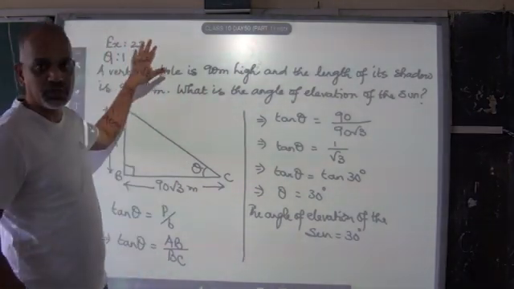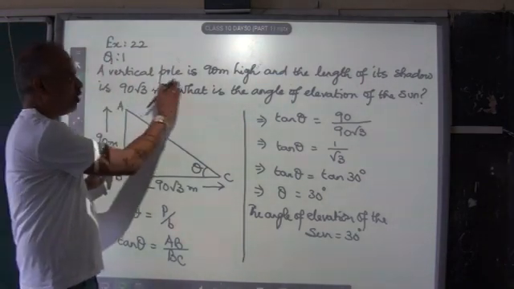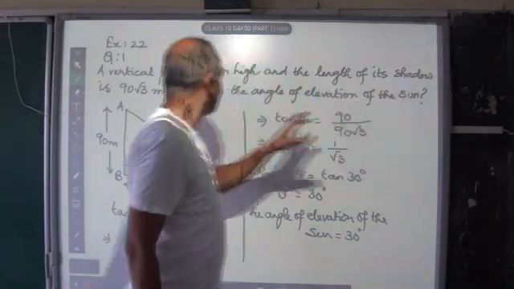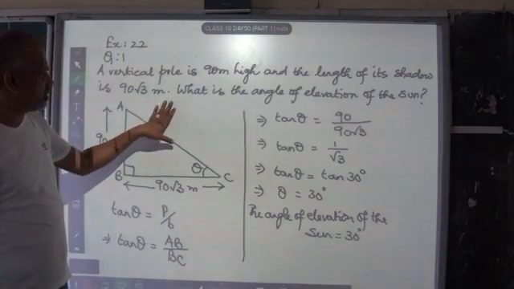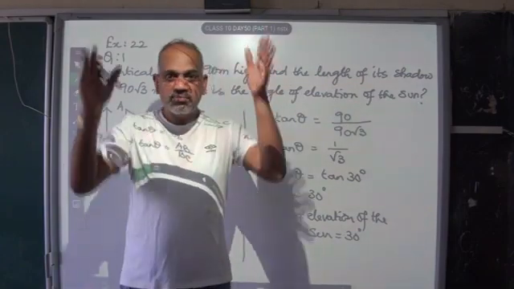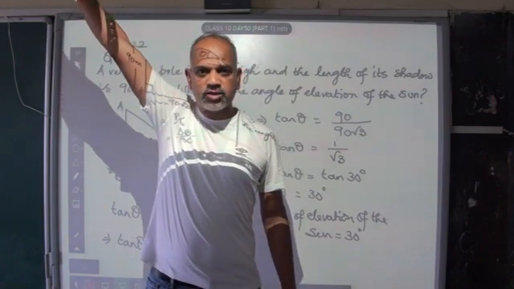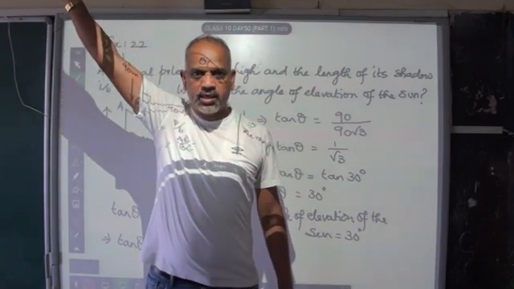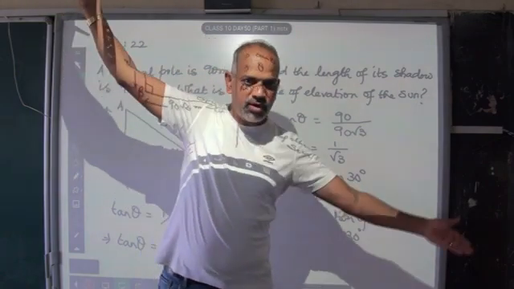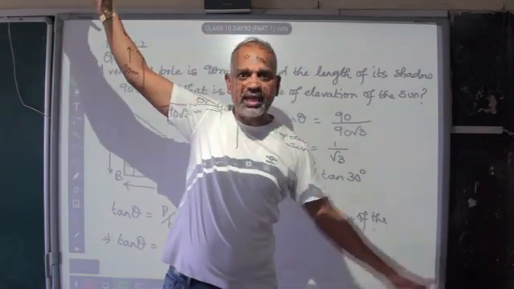This is exercise 22, question number 1. This is the question. A vertical pole is 90 meter high and the length of its shadow is 90 root 3 meter. What is the angle of elevation of the sun? Imagine me standing like this, and the sun is here. Sun is on my right side. So automatically the shadow of mine will be on the ground towards my left because the sun is here. The shadow is going to be on the left side.